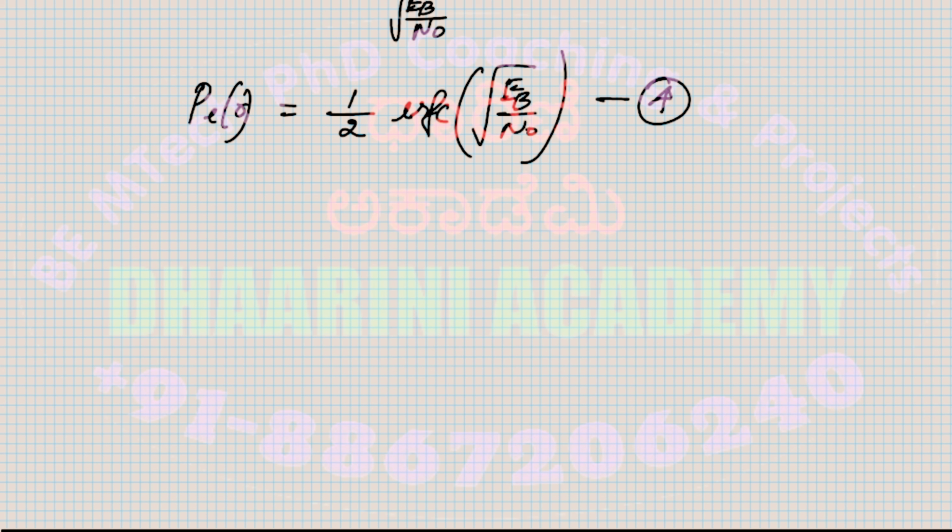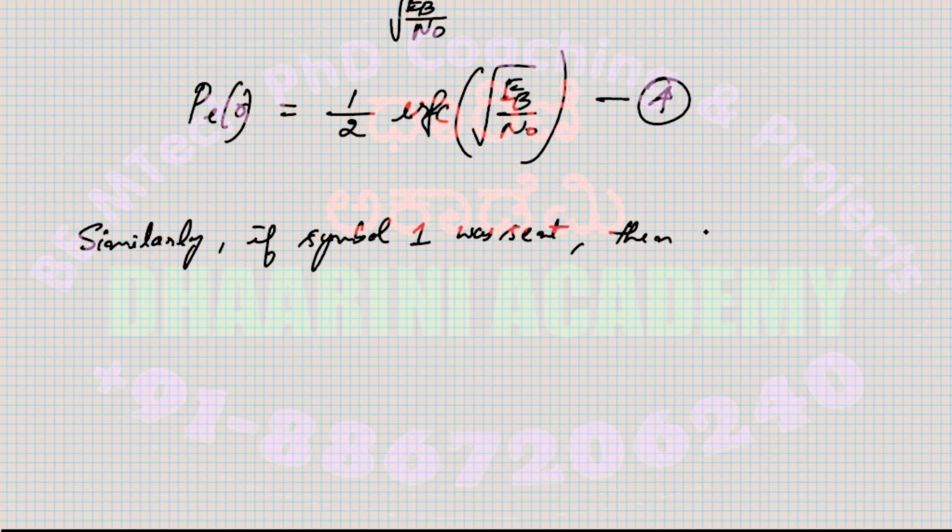Okay, so we'll write, therefore, similarly, if the symbol 1 was sent, then the received signal, what is the received signal denoted by x of t, correct? So how do you write this x of t now? It is s1 of t, the sent symbol, plus a noise denoted by w.